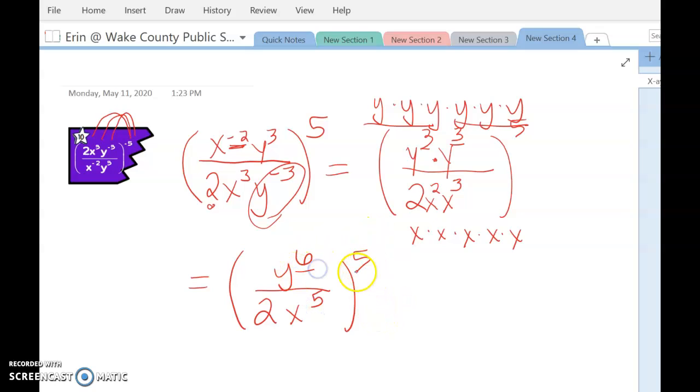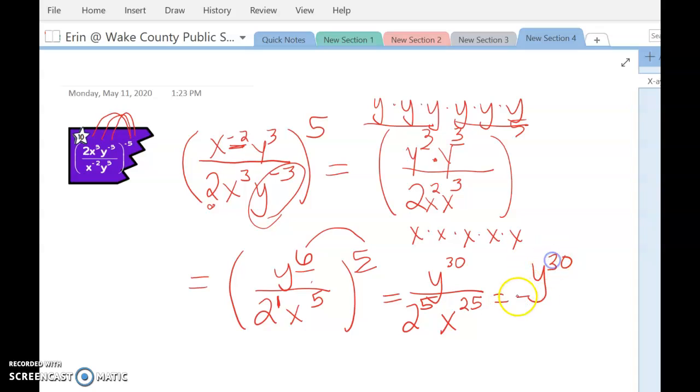This is called power to a power. When you have powers on the inside and powers on the outside, you multiply. Because really, this would be like y to the 6 times y to the 6 times y to the 6 times y to the 6 times y to the 6. Add those exponents, you'd have y to the 30th. You have 2 to the power of 5, because that was a 1, and then x to the power of 25.